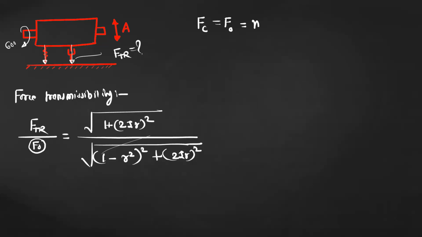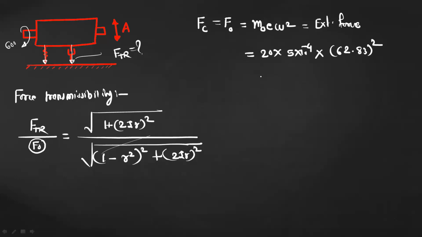So F0 we can calculate as M0, the eccentric mass, into eccentricity into omega square. M0 E omega square is called the external force which is created by the rotor. M0 is 20 kg, eccentricity is 5 into 10 to the power minus 4 meter, and omega value is 62.83. From this, calculate the value for F0. This is 39.47 Newton.